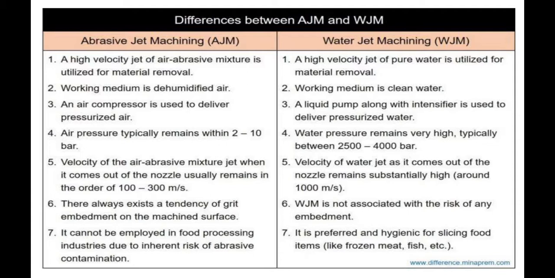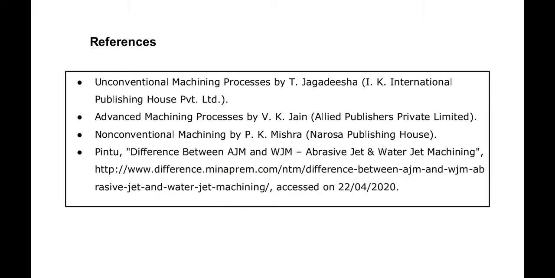Then in case of abrasive jet machining, there always exists a tendency of grit embedment on the machined surface. In case of water jet machining, it is not associated with the risk of any embedment. And the last point is that abrasive jet machining cannot be employed in food processing industries due to the inherent risk of abrasive contaminant in the machined product. And water jet machining is preferred and hygienic for slicing food items like frozen meat, fish, etc. So these are the differences between abrasive jet machining and water jet machining.